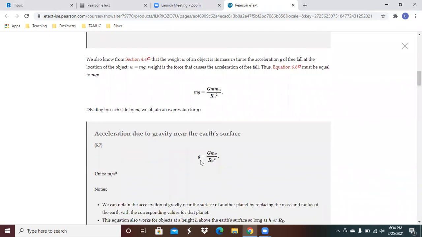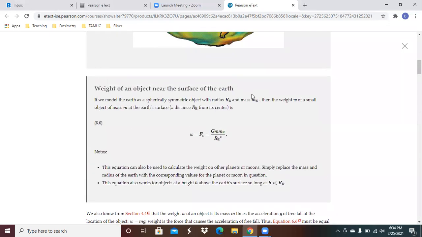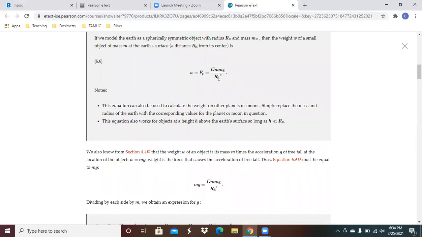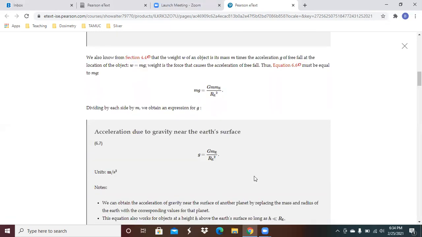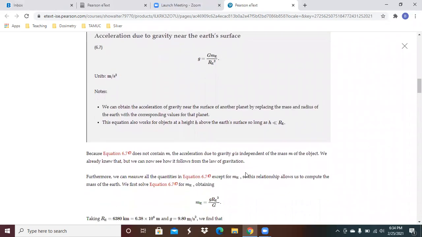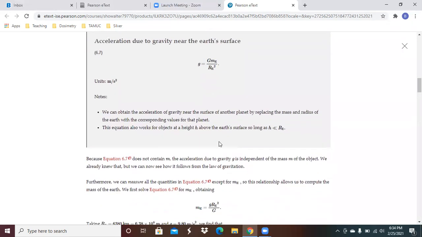So we know from section 4.4 that the weight of an object is its mass times the acceleration of free fall at the location of the object. Weight is equal to mass times gravity. So if you take this right here, you know the mass times gravity is going to be equal to this. Acceleration due to gravity near the Earth's surface. So you've got gravity near the Earth's surface, you've got the units.